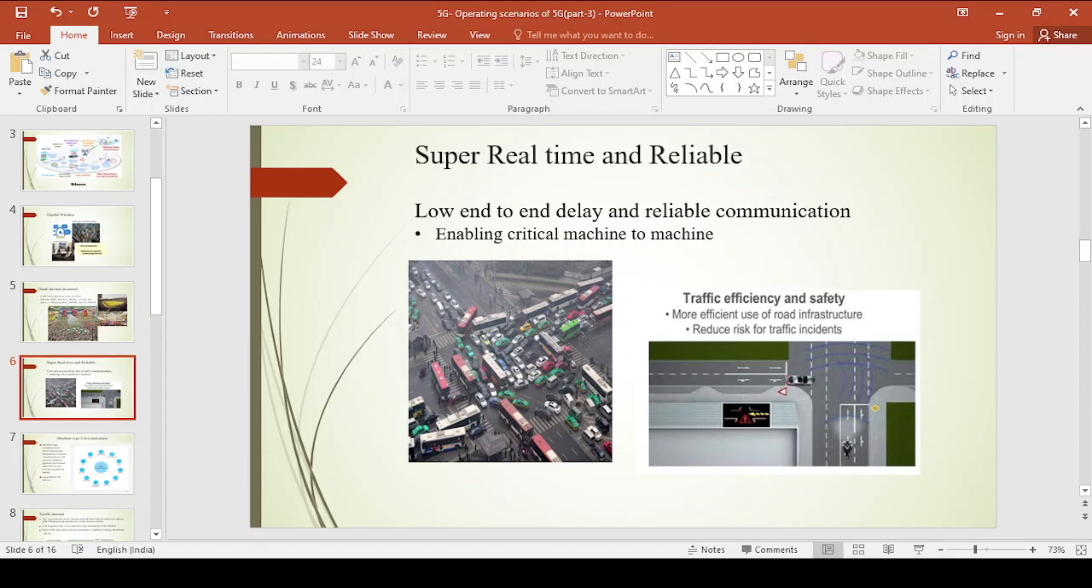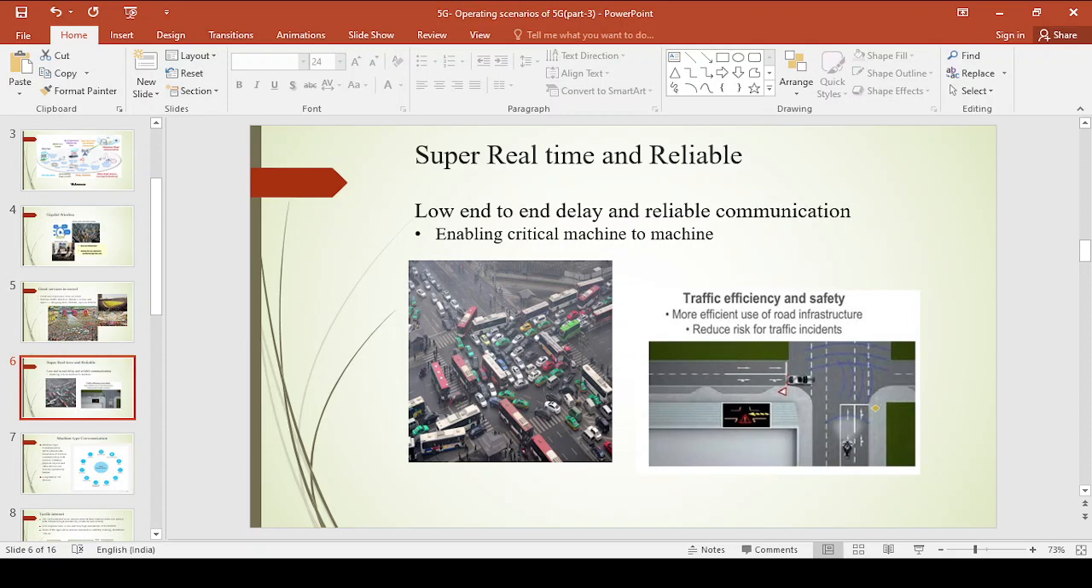Super real time and reliable is nothing but low latency, and this is one of the applications. We have many applications through which you can sort out things. This is one of the applications of the usage scenario, super real time and reliable of 5G, through which you can control things. What I want to say is, super real time and reliable is the usage scenario of 5G, which provides low latency and high reliability, through which you can control things like this, right?